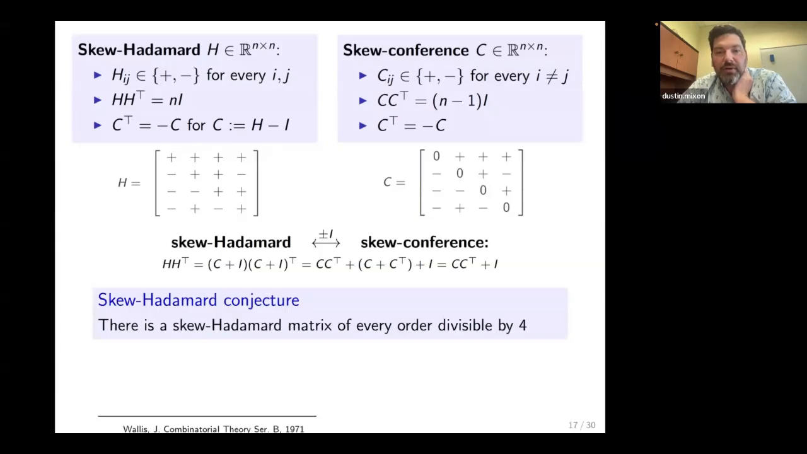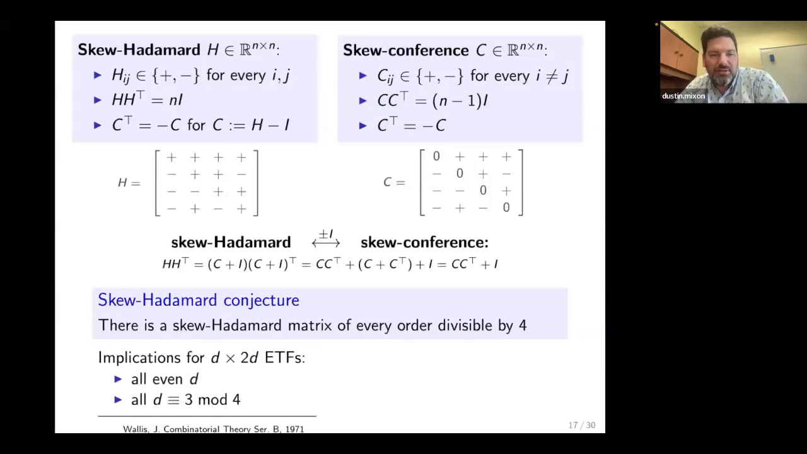And if you've heard of the Hadamard conjecture, there's something called the skew Hadamard conjecture that says, yeah, these things always exist. So in particular, if you believe the skew Hadamard conjecture, then you believe in the existence of all these skew conference matrices, and therefore you can run doubling on those things. And all told, if the skew Hadamard conjecture is true, then you'll have the d by 2d conjecture holding for every even dimension, and even every dimension that's 3 mod 4.